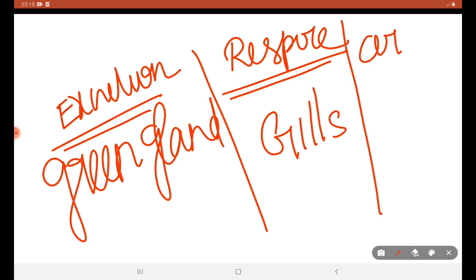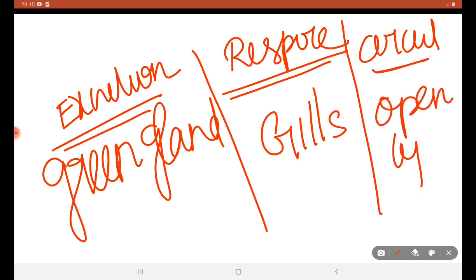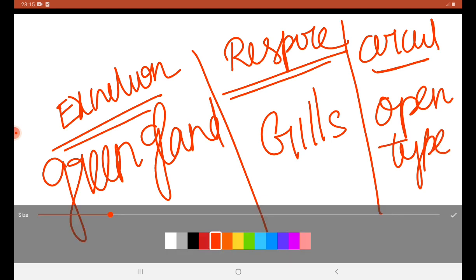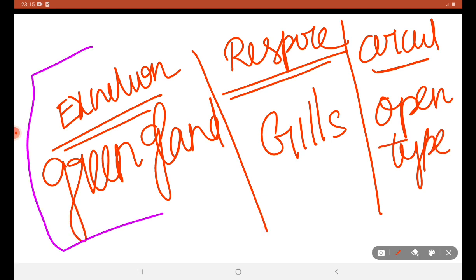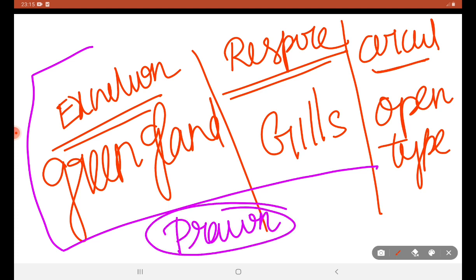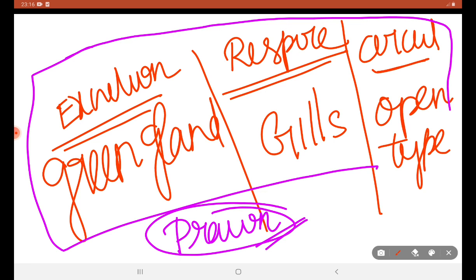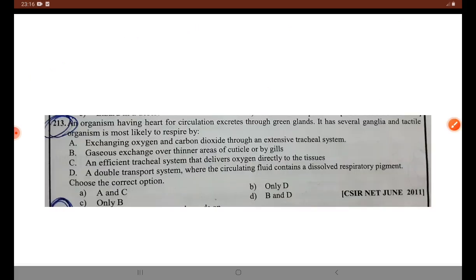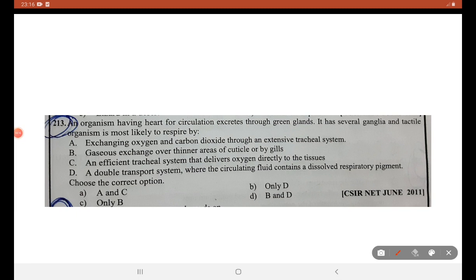and their circulatory system will be open type, and the big example for this criteria is prawn and some sea animals. They have such a setup in their body. So I have made it clear that these characteristics are seen in marine animals. Exchange through thinner areas of cuticle by gills.